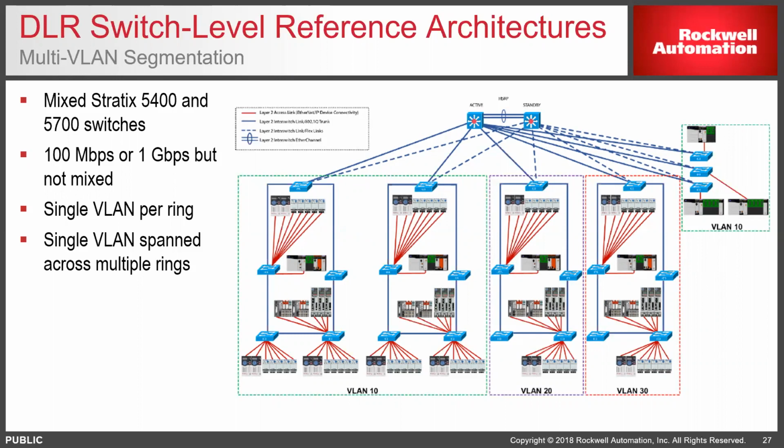And basically you want to keep your speed consistent within a ring. So if you're spanning multiple rings, you could effectively have different speeds there. But again, within a ring, you definitely want to have the speed be the same. And at this point, there really isn't an issue with mixing and matching the Stratix 5400s and 5700s. Next slide, please.